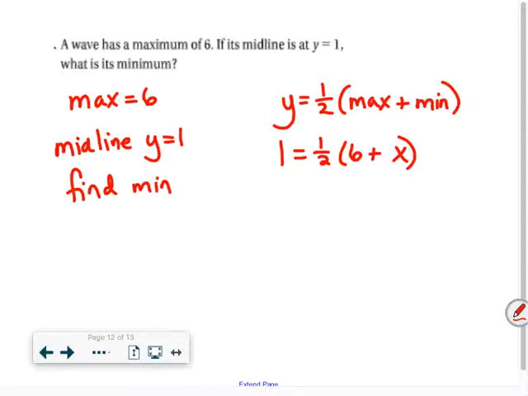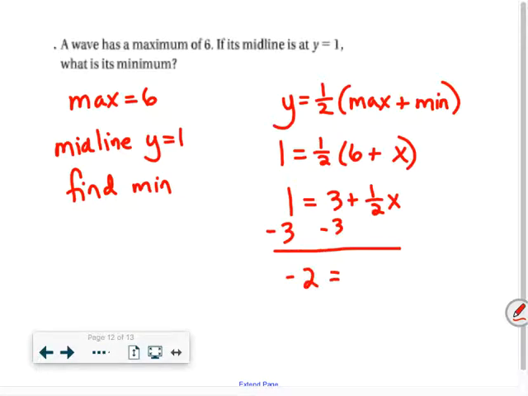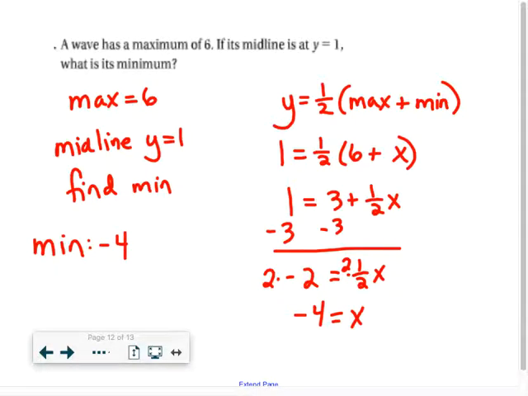It's the unknown. So this is going to be 1 equals 1/2 times (6 plus x), which is 3 plus 1/2 x. Subtract 3, I get -2 equals 1/2 x. And if I want to clear the fraction, I can multiply both sides by 2, and I get -4 equals x. So guess what? That unknown is my minimum. The minimum is -4.